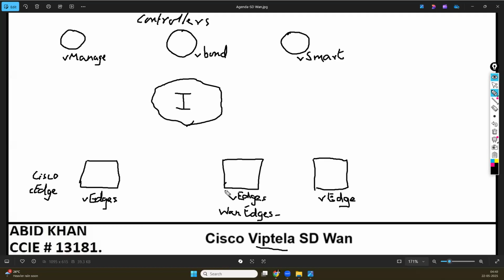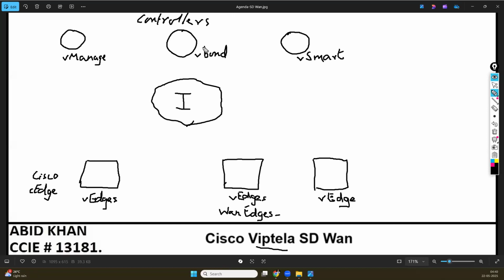Now, any device you need to configure initially. So how will these controllers be configured in the very beginning? How will these controllers be configured? These controllers are, as I said, software.